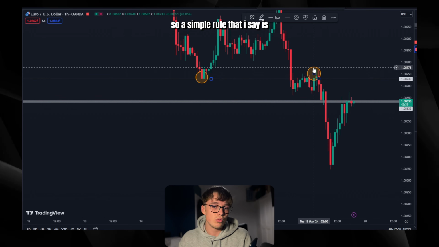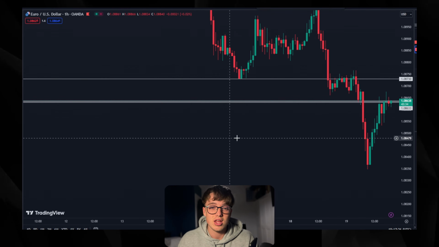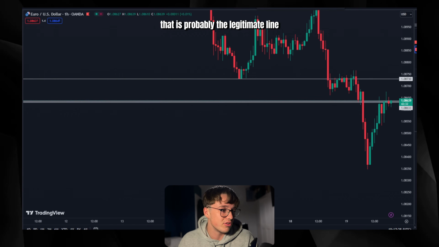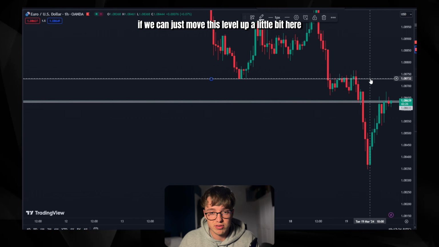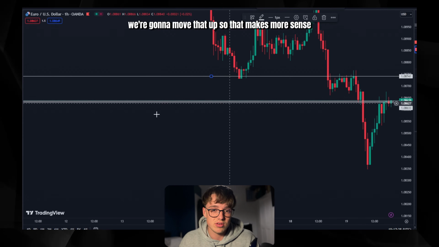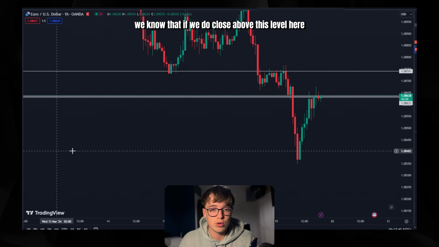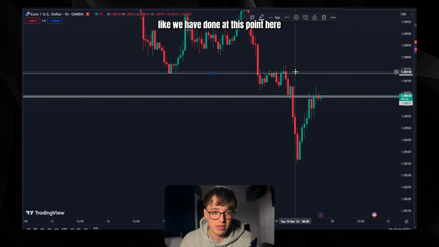So a simple rule that I say is if it looks clean and it looks the best, that is probably the legitimate line. So what we are going to do, since it's going to look a little bit better if we can just move this level up a little bit here, that's what we're going to do. We're going to move that up so that it makes more sense. And now we know that if we do close above this level here, we aren't going to bounce off like we have done at this point here.